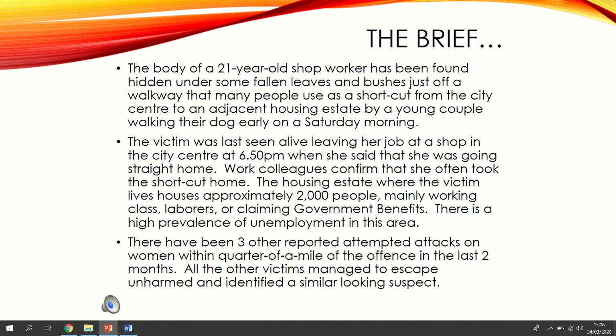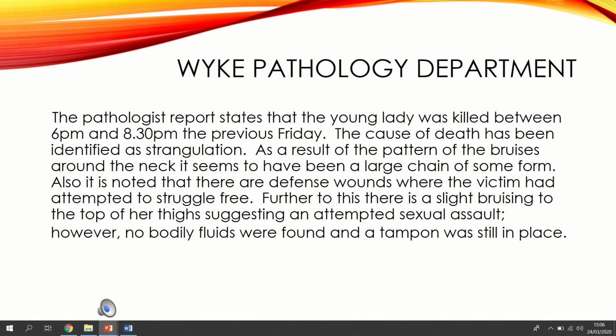The housing estate where the victim lives has approximately 2,000 people living there, mainly working class labourers or people claiming government benefits. There is a high prevalence of unemployment in the area. There have been 3 other reported attempted attacks on women within a quarter of a mile of the offence in the last 2 months. All the other victims managed to escape unharmed and identified a similar looking suspect.